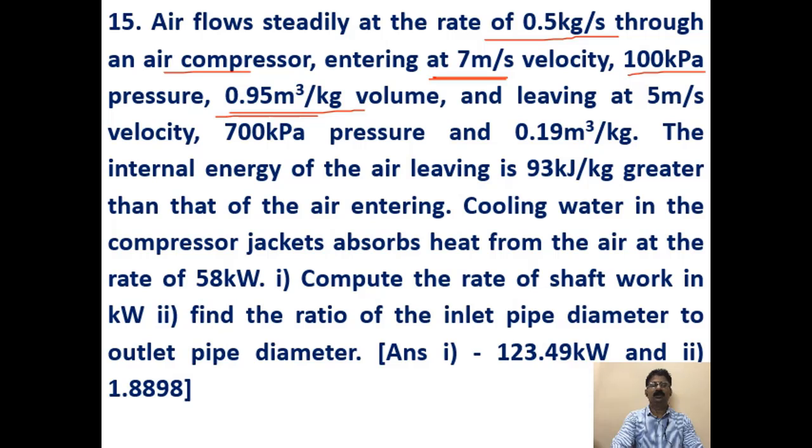And at exit, you note it as V2 as 5 meter per second, P2 as 700 kilopascal, and small v2 as 0.19 meter cube per kg. The internal energy of leaving is 93 kilojoules per kg, greater than that of the air entering. That means small u2 minus small u1, because outlet is greater than inlet, is 93 kilojoules per kg. And cooling water in the compressor jacket absorbs heat from the air at the rate of 58 kilowatt. Q dot is 58 kilowatt.